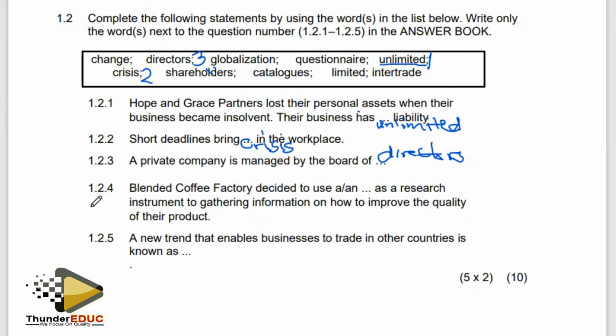Let's go to question 1.2.4. Blended Coffee Factory decided to use dash as a research instrument for gathering information on how to improve the quality of their products. We come here. What do we have here? Research instrument is obviously none other than a questionnaire. So a questionnaire is a research instrument that is used when we are gathering what? Information.